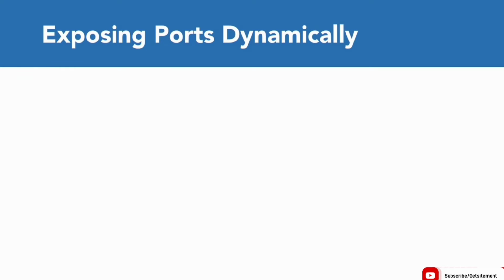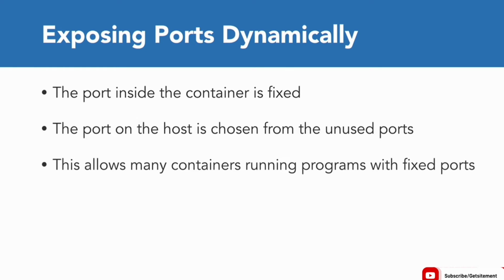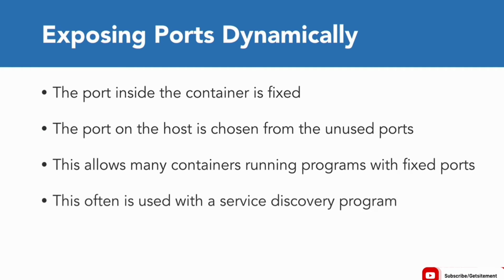No, explicitly setting the internal and external port number is very reliable. You always know where to find your service, but what if you want to run 12? Turns out Docker has that solved. You can leave off the host side of the port definition and Docker will fill in one of the available ports. This allows many containers running the same programs to share the same host. This is often used with some sort of orchestration or discovery service like Kubernetes.